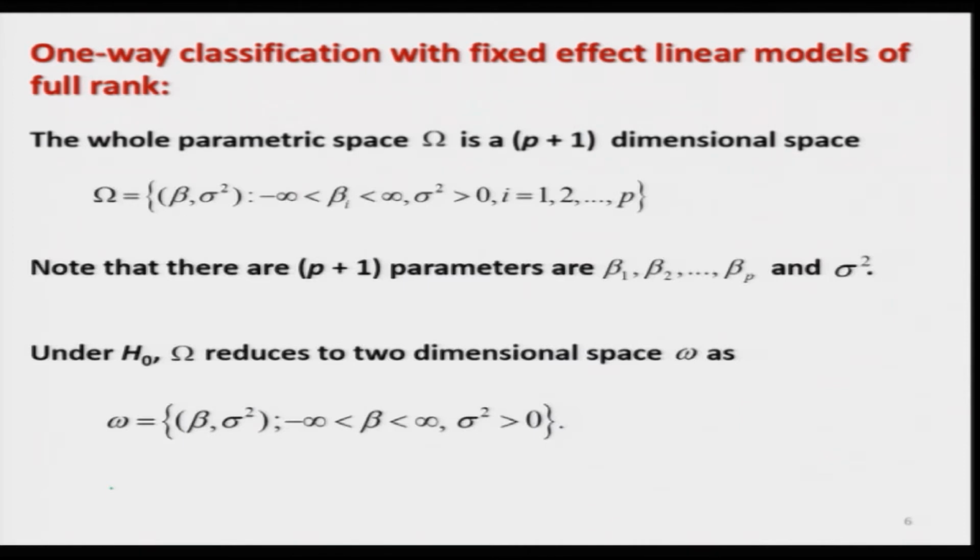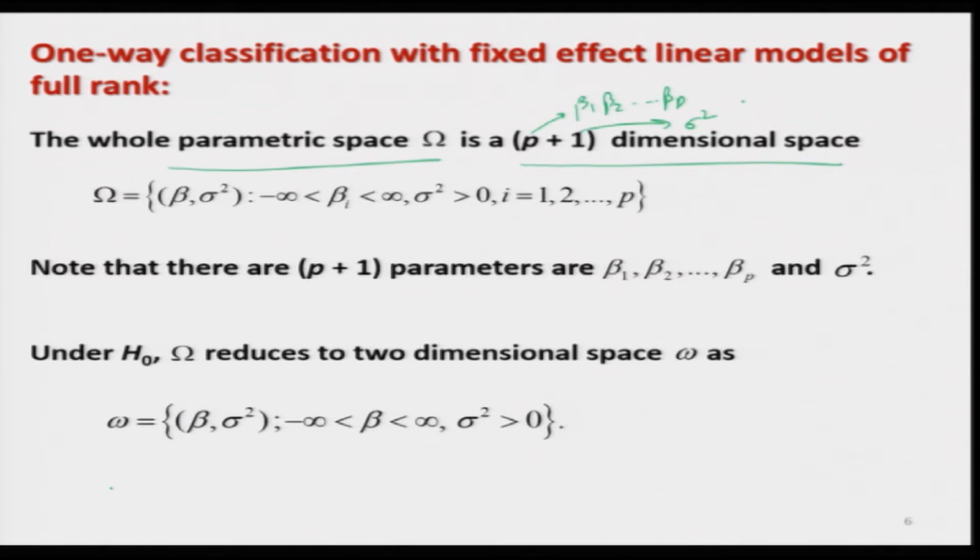So, now you can see here, when you want to develop the likelihood ratio test, first you have to define the whole parametric space and sample parametric space. So, the whole parametric space capital omega is going to be here a p plus 1 dimensional space. Why p plus 1? This p is indicating the number of beta 1, beta 2, beta p, and 1 here is indicating the parameter sigma square. So, there are altogether p plus 1 unknown parameters in capital omega.